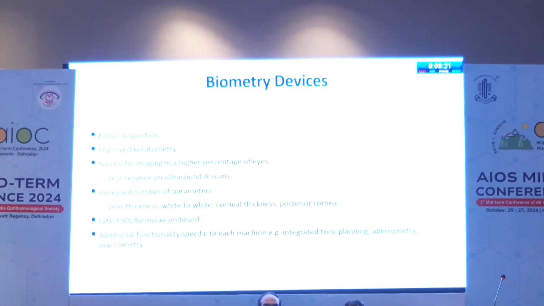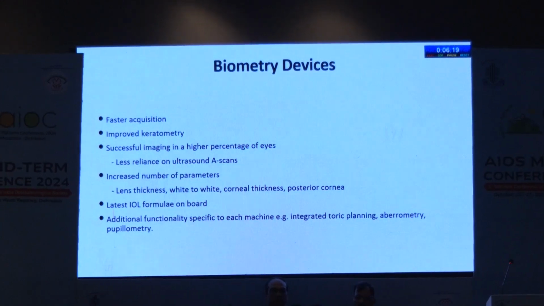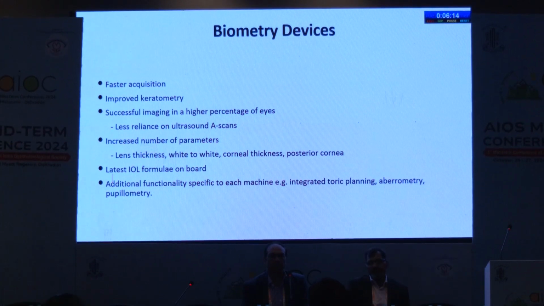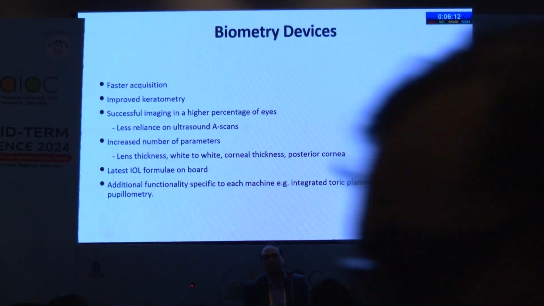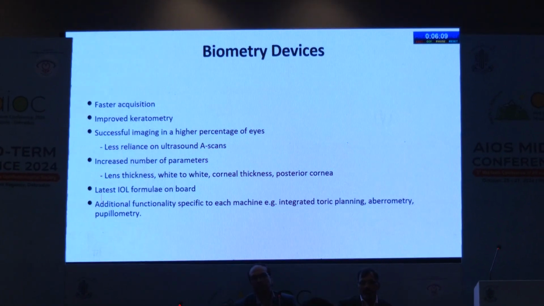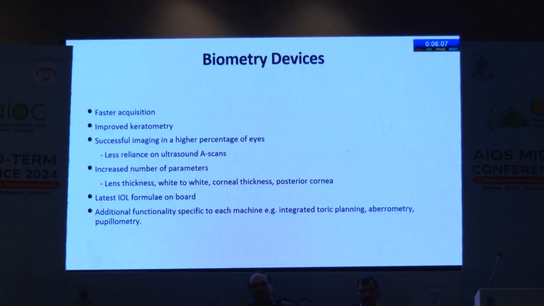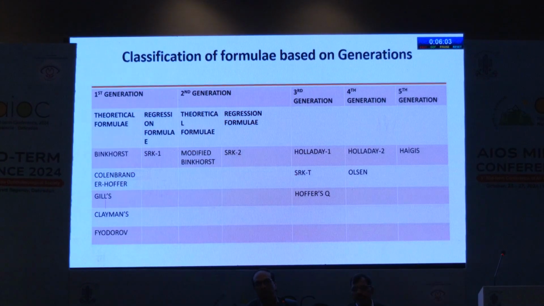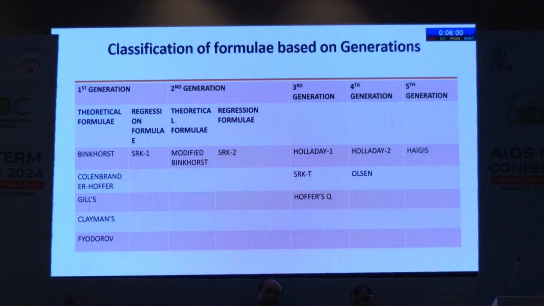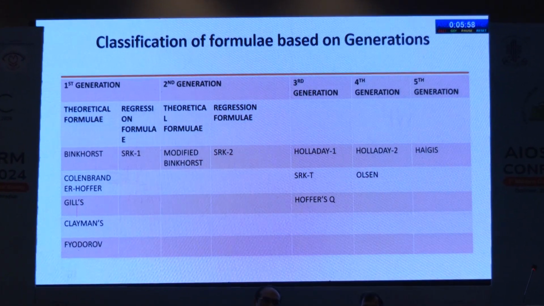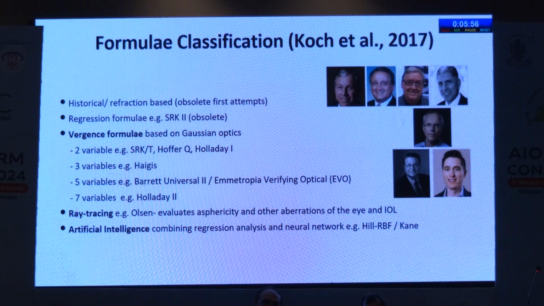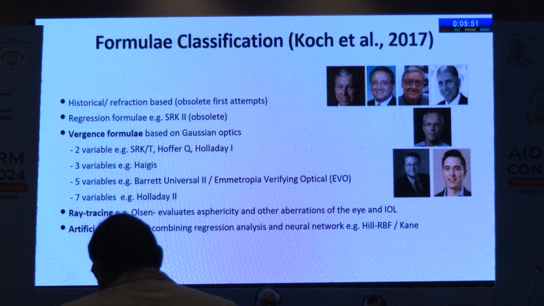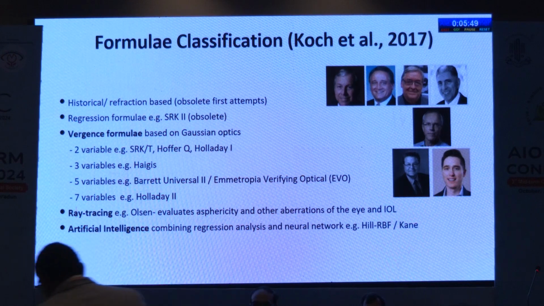The newer biometry devices, which have now improved to the latest IOL Master 700 with faster acquisition, improved keratometry, and less reliance on ultrasound A scans, and increasing the number of parameters to improve the effective lens position, help us in increasing the IOL power calculation accuracy. So the IOL power formulas can be classified based on generation, which is now obsolete. A more practical classification of IOL formulas is on the basis of the principle, which is a historical or regression formula, which are now obsolete.